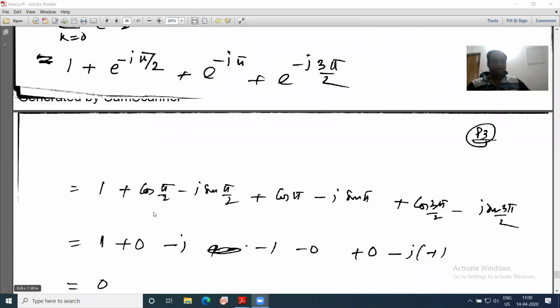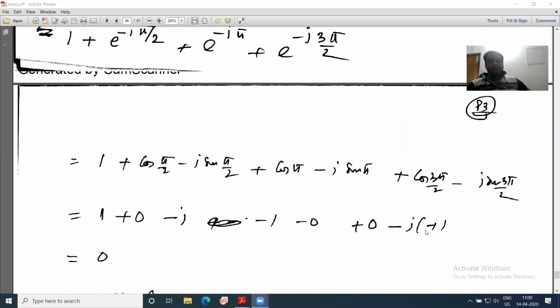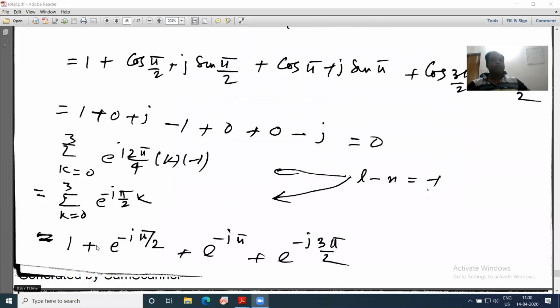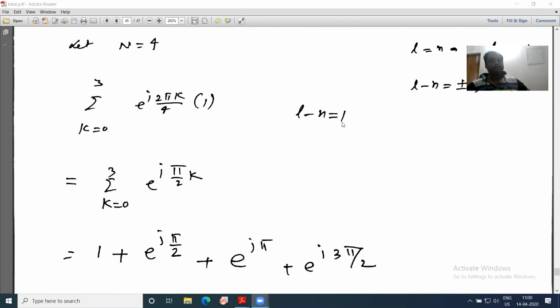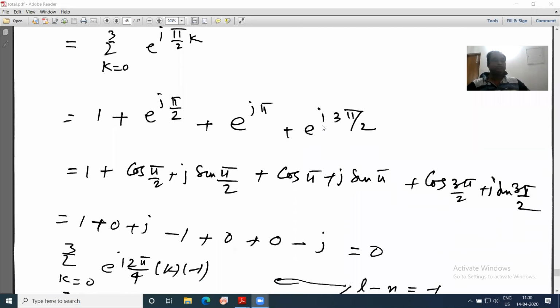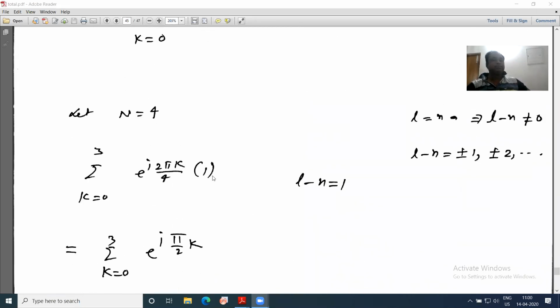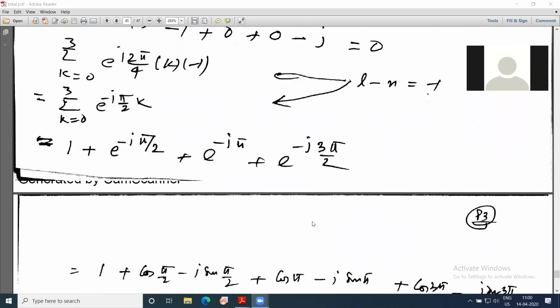Then 1, cos pi by 2 is 0, j sin pi by 2 gives minus j, cos pi is minus 1, j sin pi is 0, cos 3 pi by 2 is 0, j sin 3 pi by 2 gives plus j. Now see, this is plus j and this is minus j, these two get cancelled. Minus 1 plus 1 cancel, this becomes 0. So what I have seen is, when L minus n equals 1, that is not equal to 0 case, and L minus n equals minus 1, this is also not equal to 0, in these two cases this expression becomes 0.